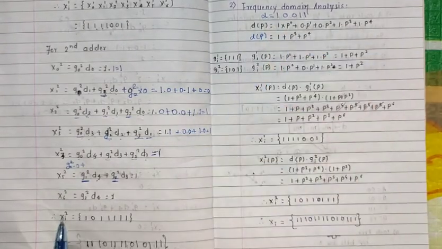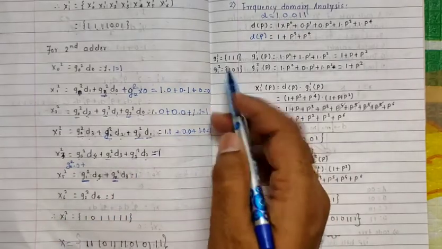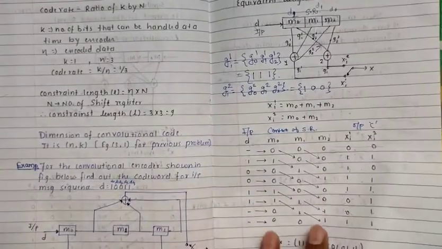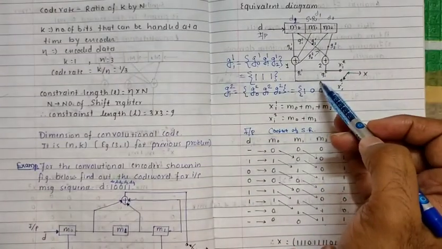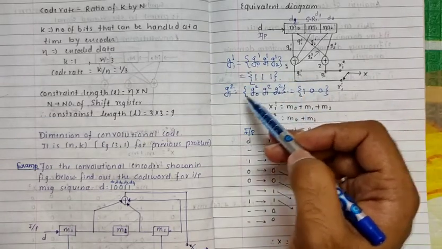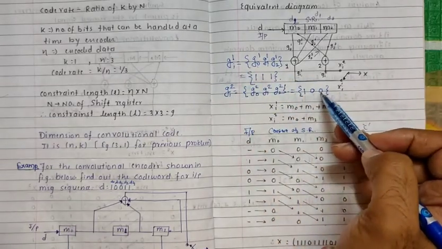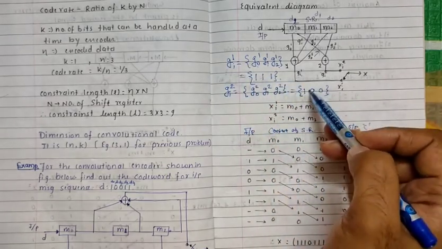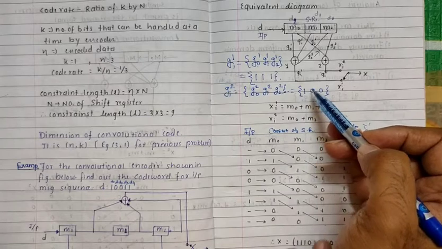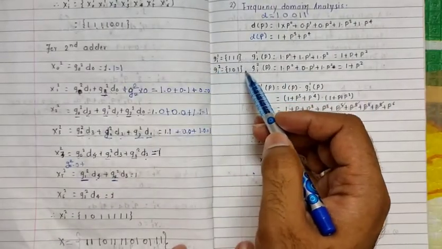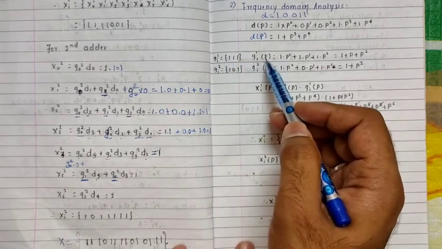Similarly, we have to convert the values of gi1 and gi2. If you see this previous example, this is the convolutional encoder we have seen. So we have written the value of gi1 as 111 and gi2 as 101. Now we also have to convert this binary sequence into their polynomial equation. So let us do that. gi1 is 111 and gi2 is 101. So let us convert it into the polynomial form.